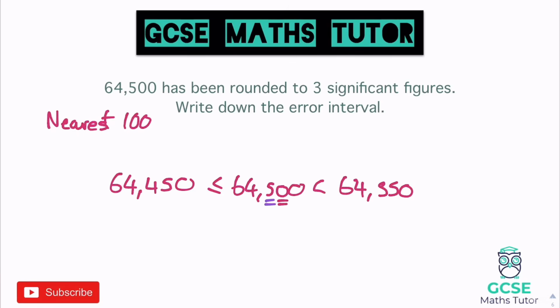And there you go, there is your upper and lower bound here when it's to significant figures. And in that case, it was the nearest 100. But you just find the first 0, turn it into a 5 for the upper bound, and then drop it down by that amount for the one below.